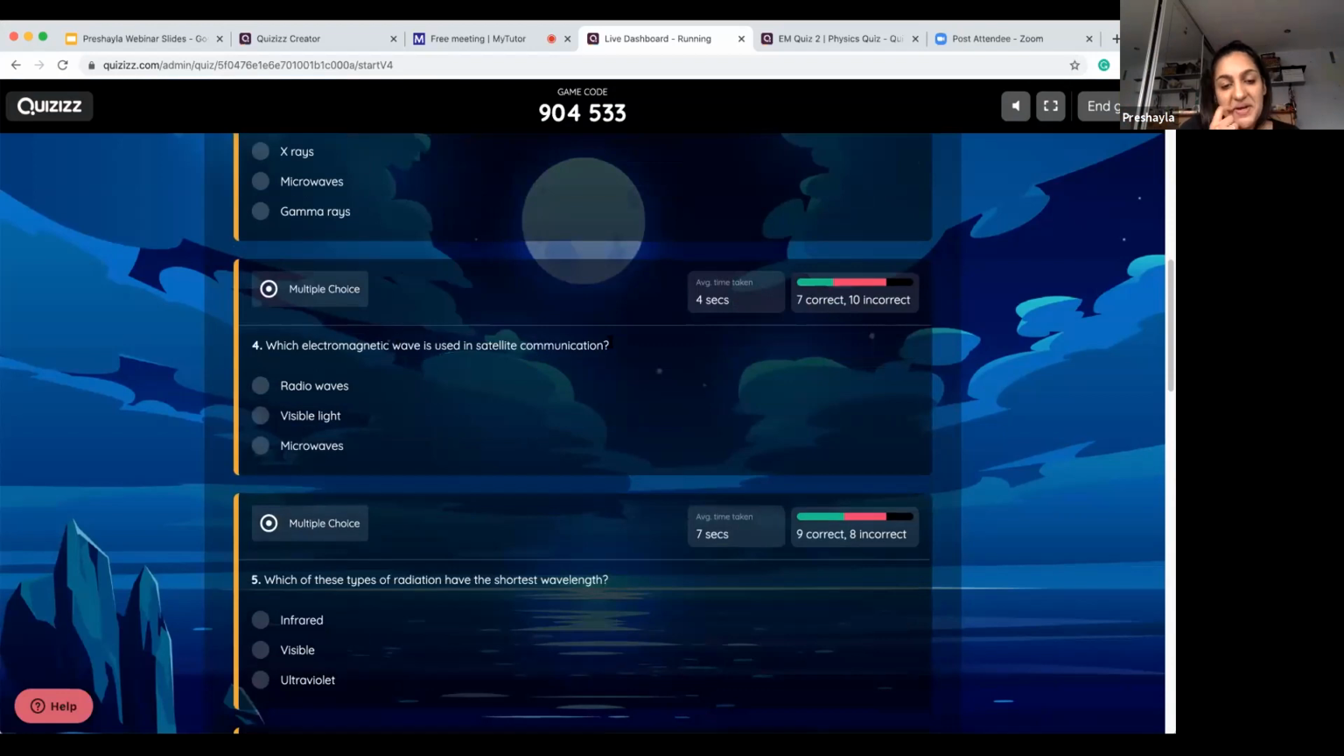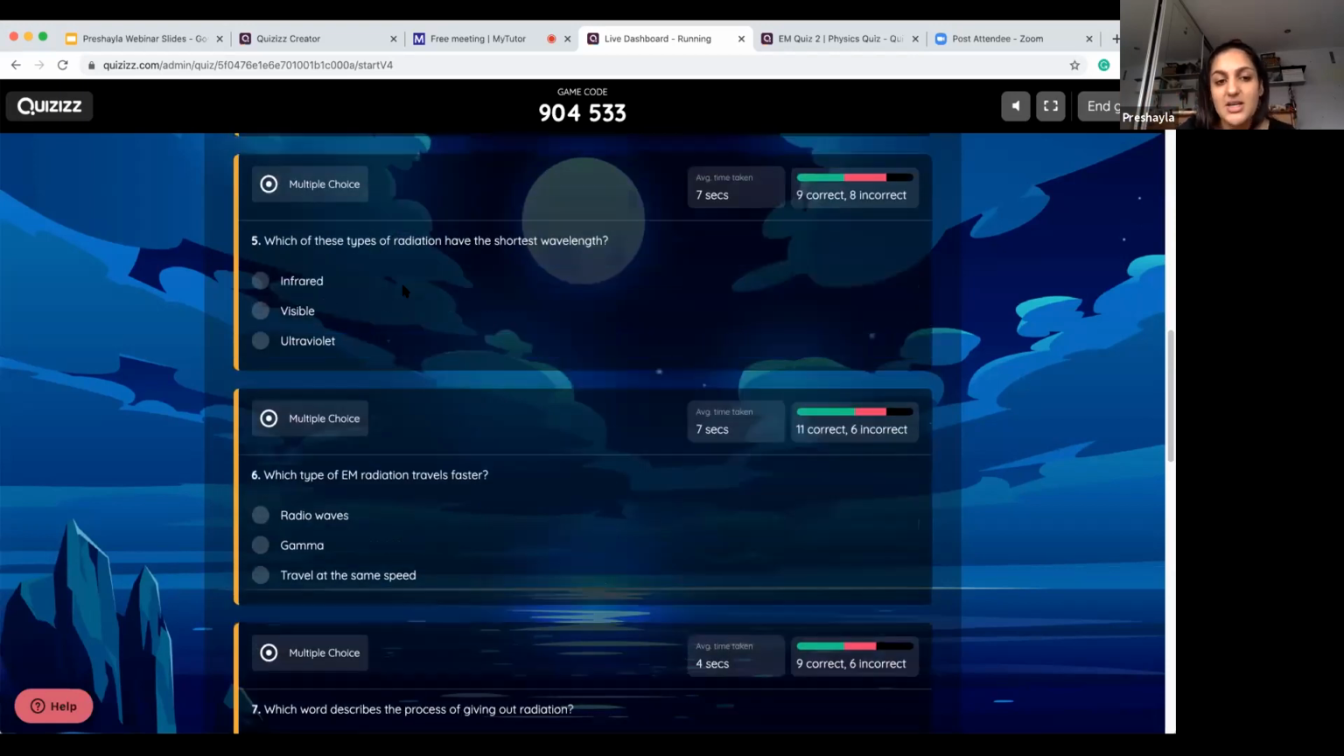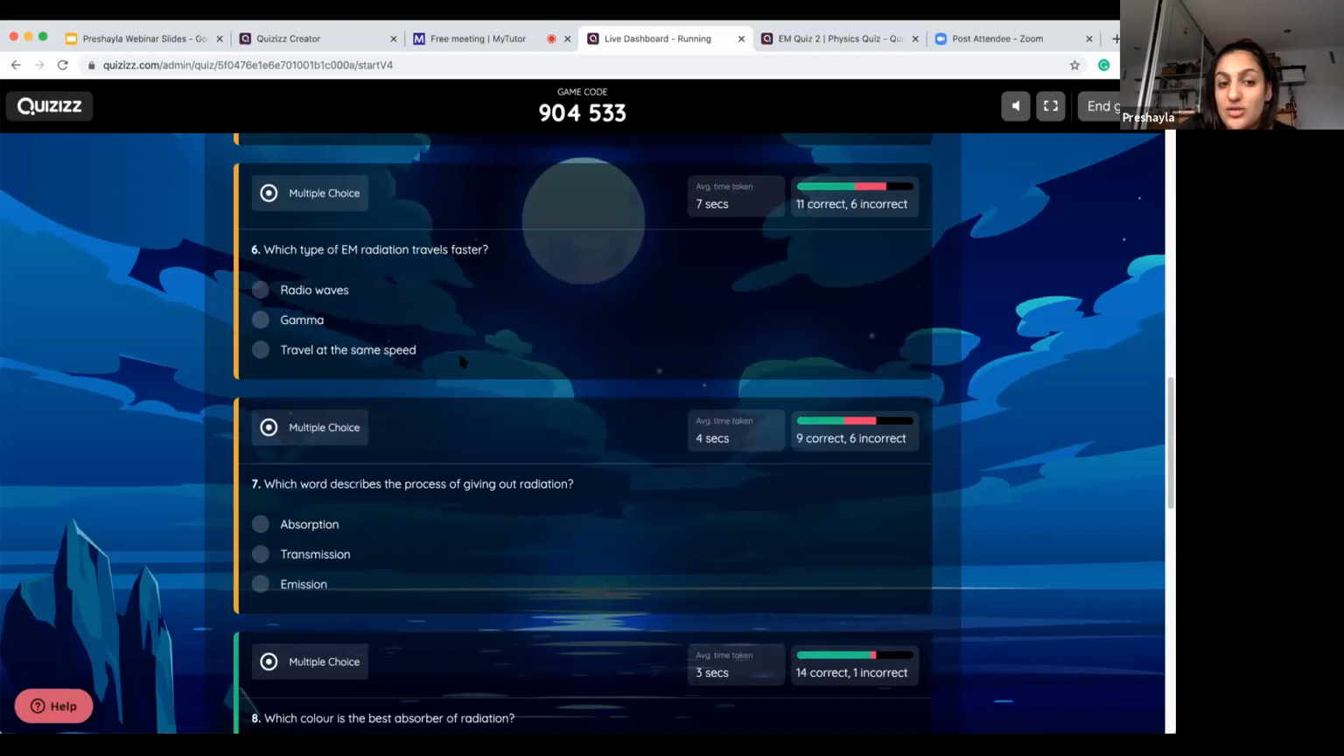Which electromagnetic wave is used in satellite communications? That is microwaves. Which of these types of radiation has the shortest wavelength? The shortest wavelength is further right, and the furthest right is ultraviolet. Which type of EM radiation travels faster? They all travel at the same speed. So gamma, radio, microwave, all travel at the same speed.